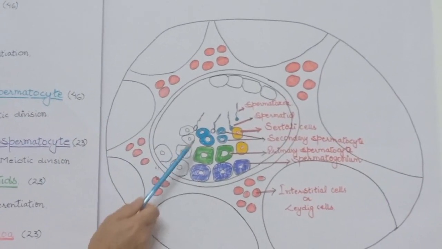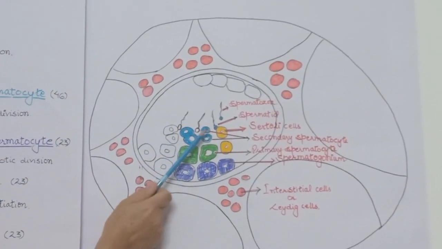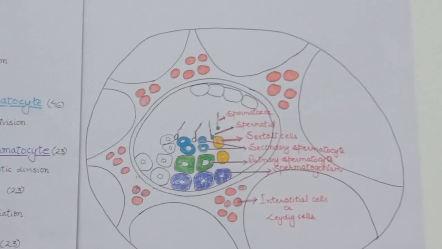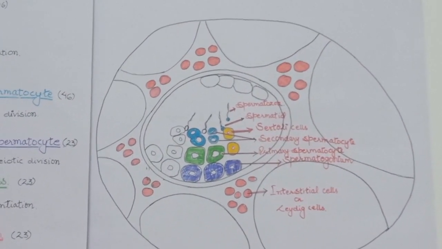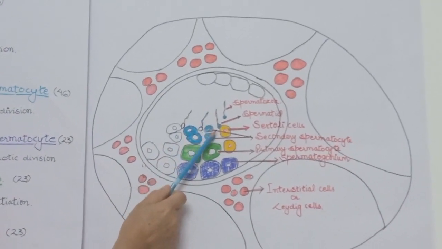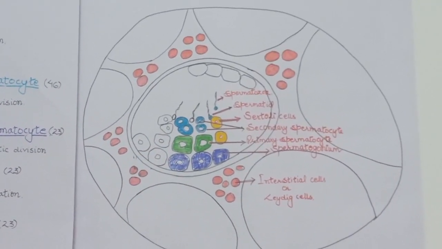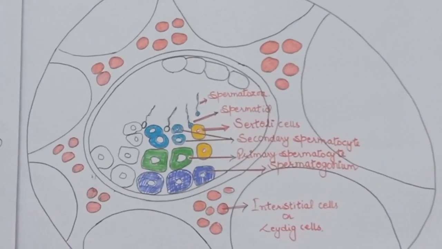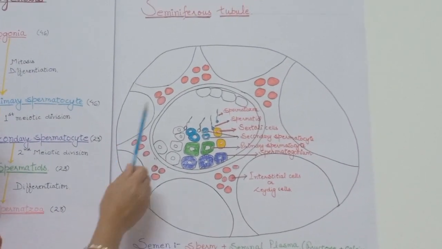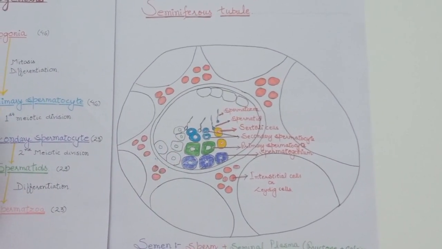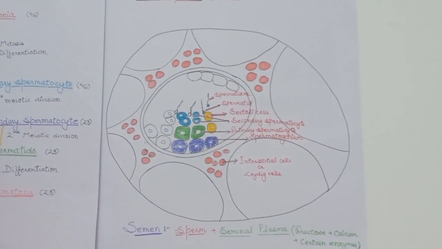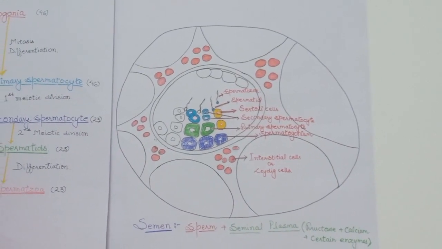Now in the seminiferous tubules there is also one more type of cell. These cells are known as Sertoli cells. The function of the Sertoli cell is to provide nutrition to the germ cells, and when the spermatozoa are formed, the head of the spermatozoa gets embedded in the Sertoli cells, and they provide nutrition to the spermatozoa. Now, these spermatozoa are released from the seminiferous tubule, and the process of the release of spermatozoa from the seminiferous tubules is known as spermiation.